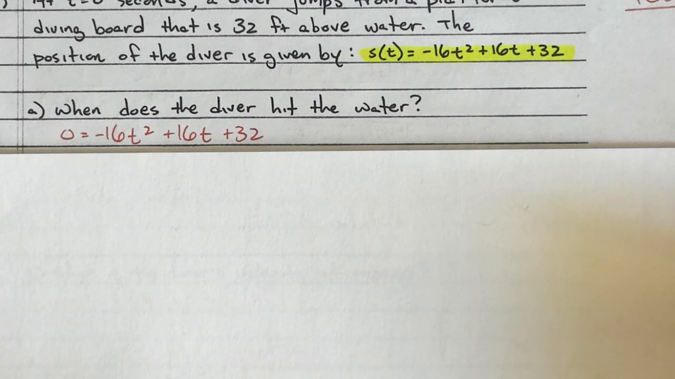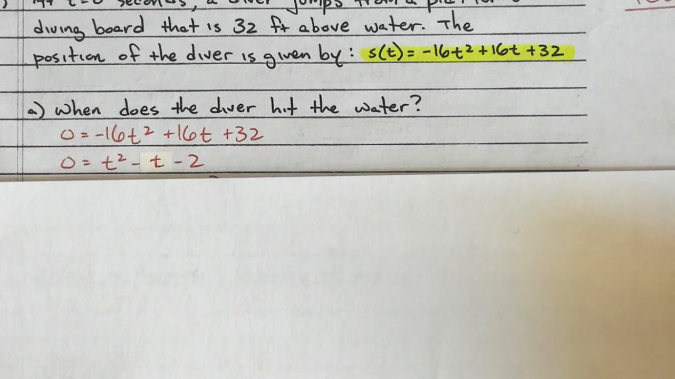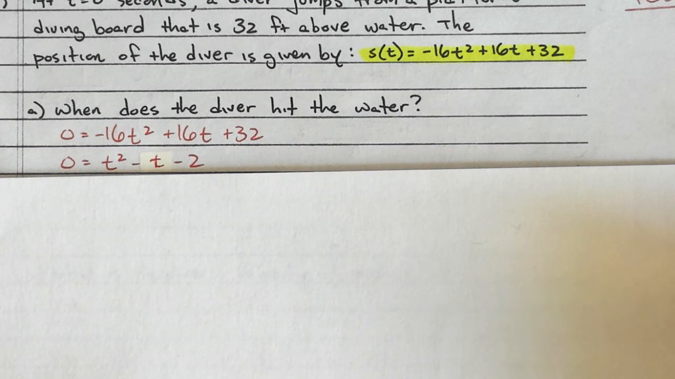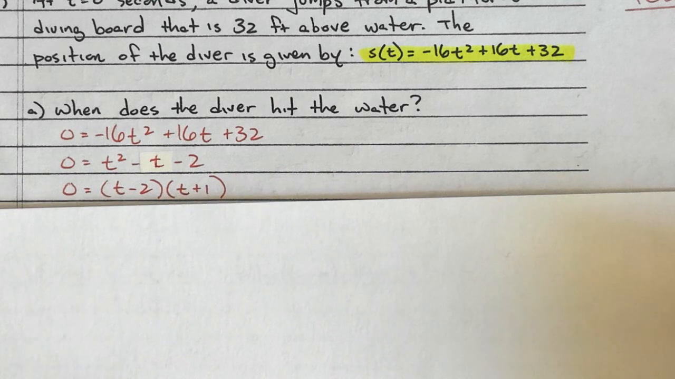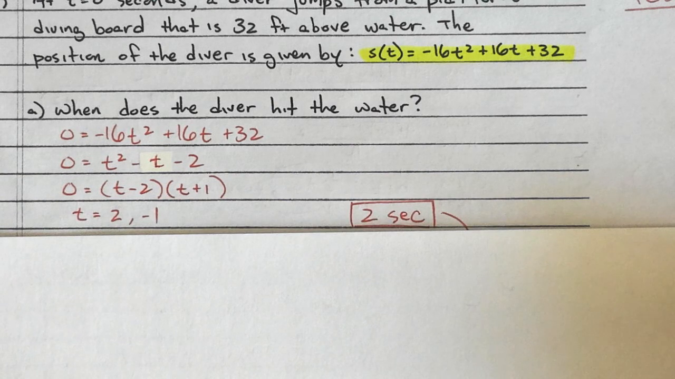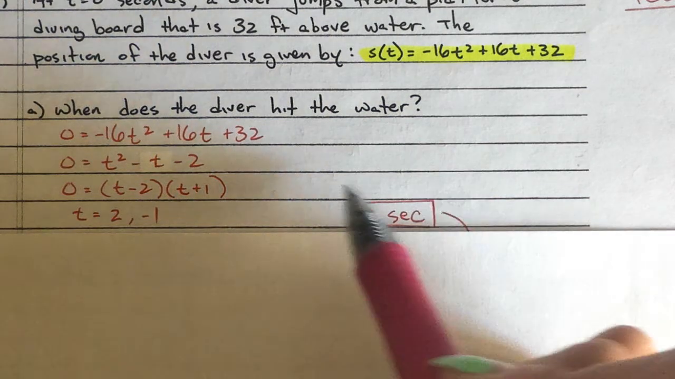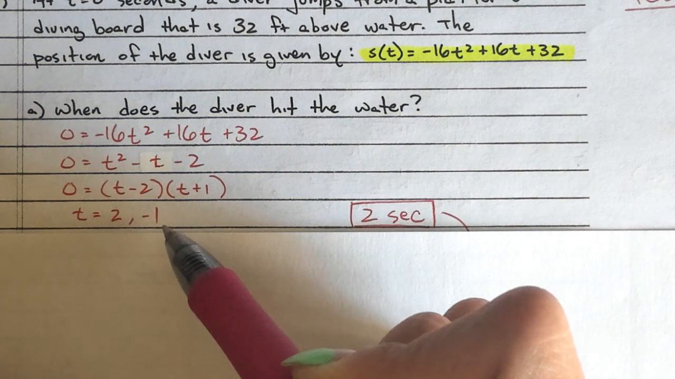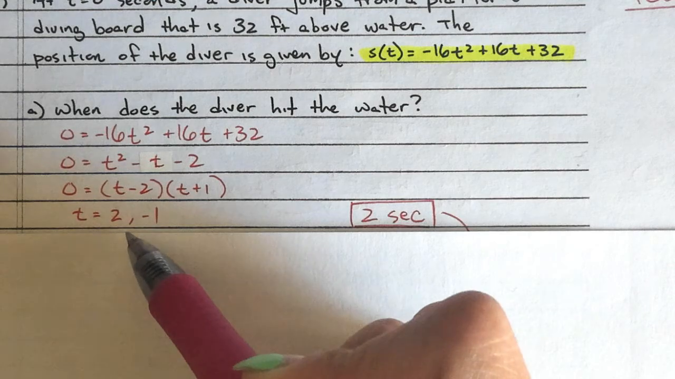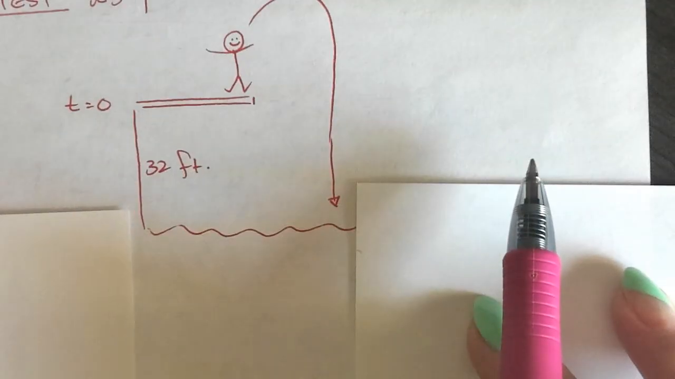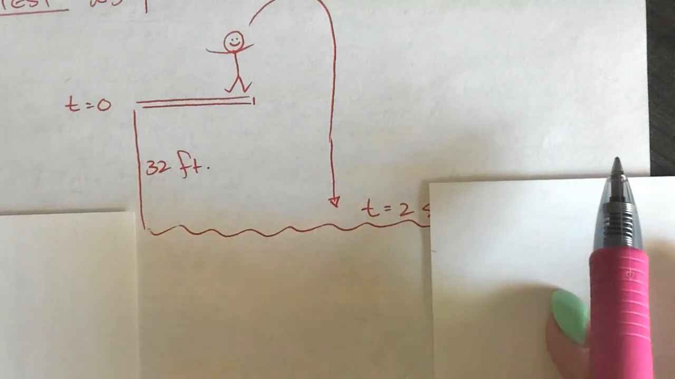And then you will always be able to factor. So I divided by -16, and then I factored, and I get 2 answers. I get 2 and -1 for t. Well, obviously, -1 doesn't make sense, but we want to understand what that means. So it takes 2 seconds. All right.